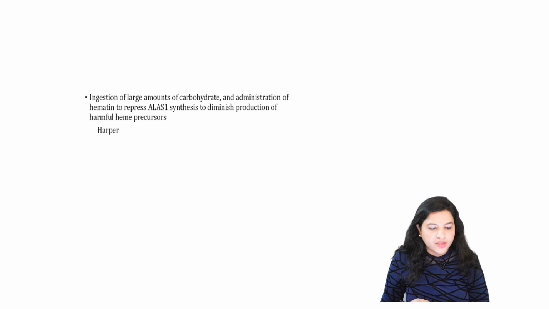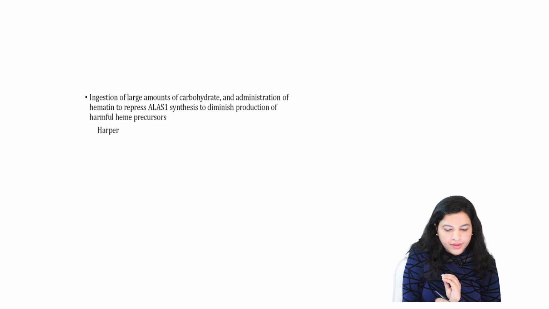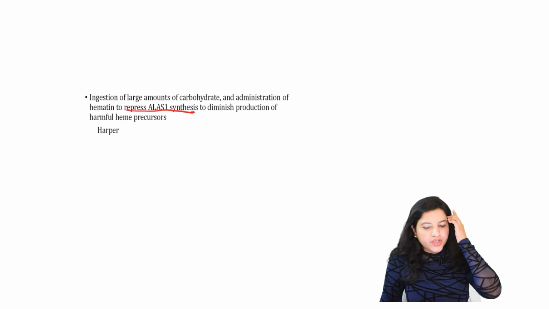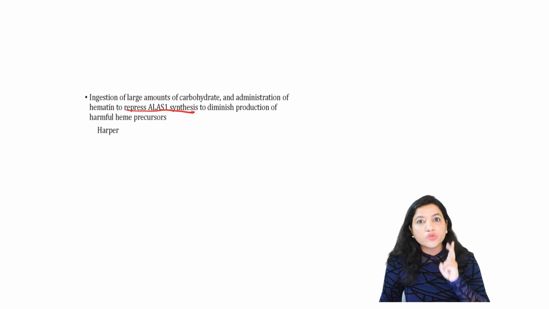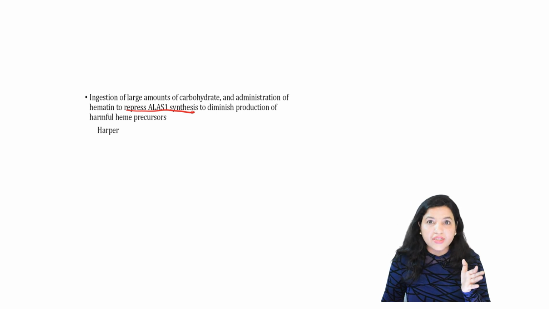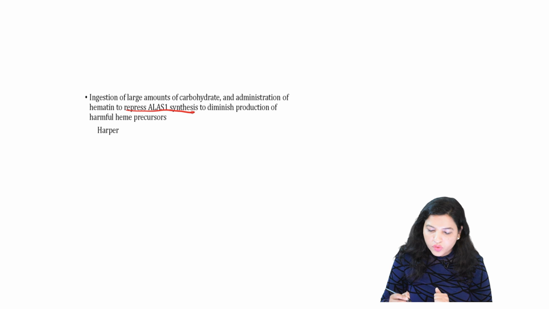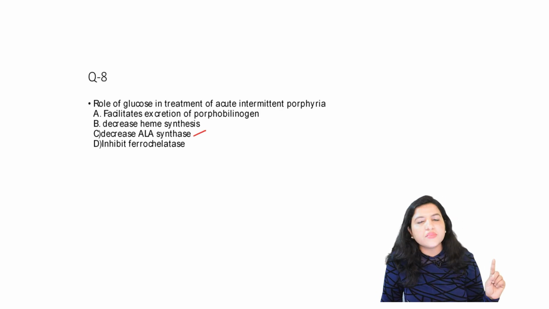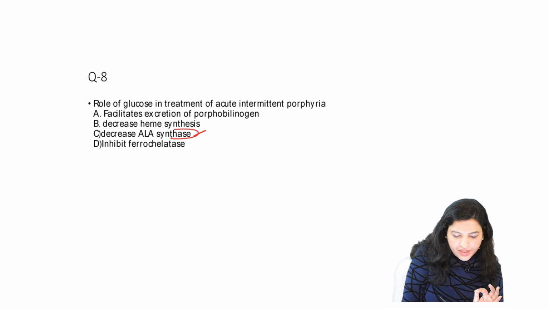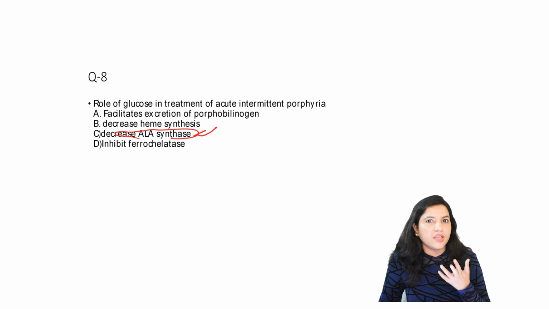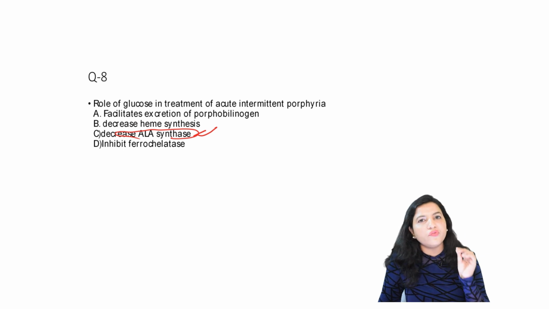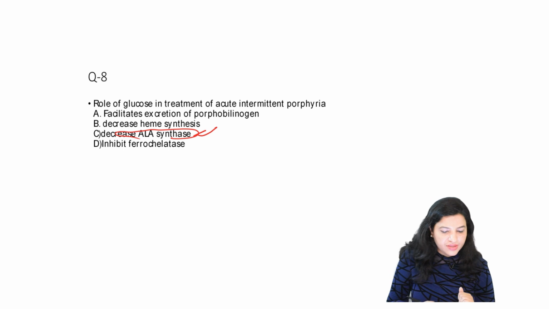In Harper, it is given as ingestion of large amount of carbohydrate and administration of hematin repress ALA synthase to diminish the production of heme. So 2 options are correct, decrease heme synthesis and decrease ALA synthase. The correct answer here is decrease ALA synthase, because that is a better answer than decrease heme synthesis, because it is specifically written in Harper that it is repressing the action of ALA synthase. So the answer here is C.